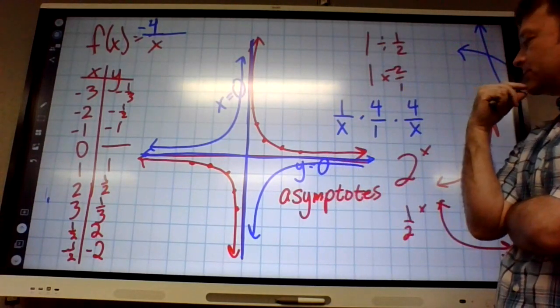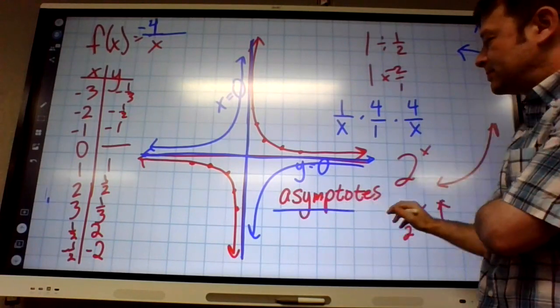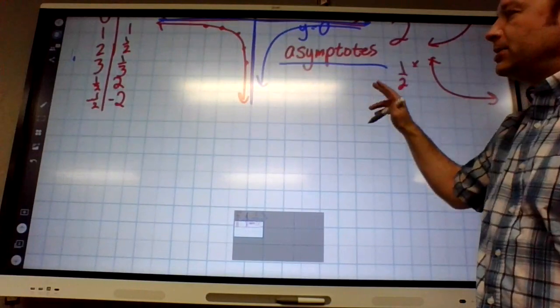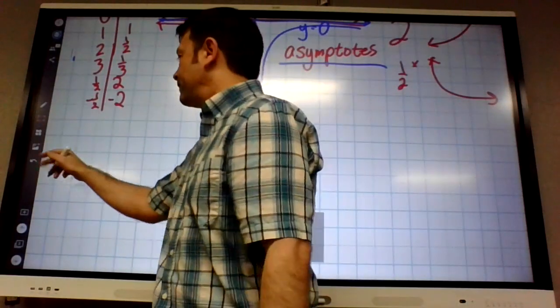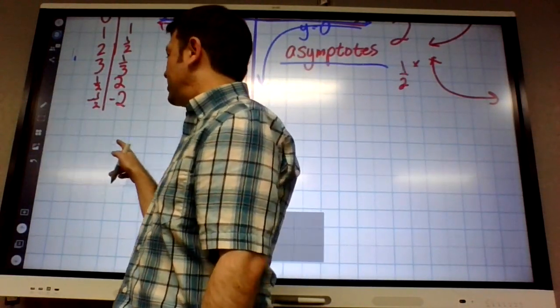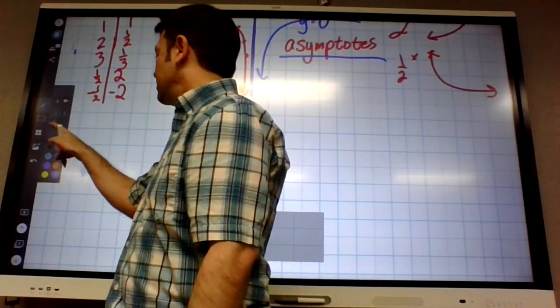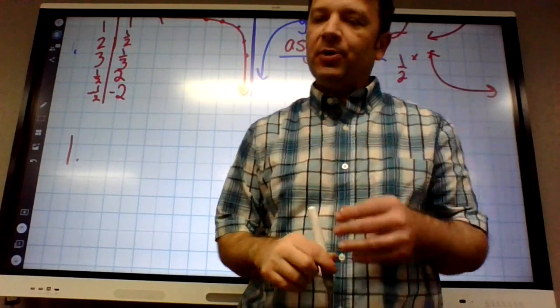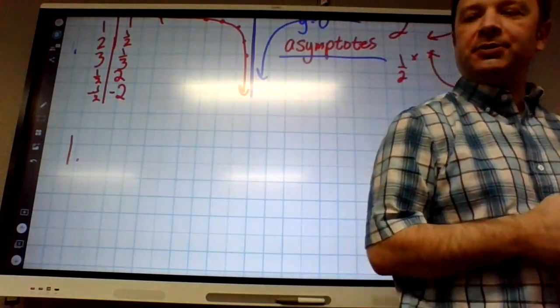I think that's it for the intro. Asymptotes, horizontal, vertical. All right, number 1. This is not a graph question, but you can put everything on the graph. Okay, so number 1's asking to identify the asymptotes of each function.